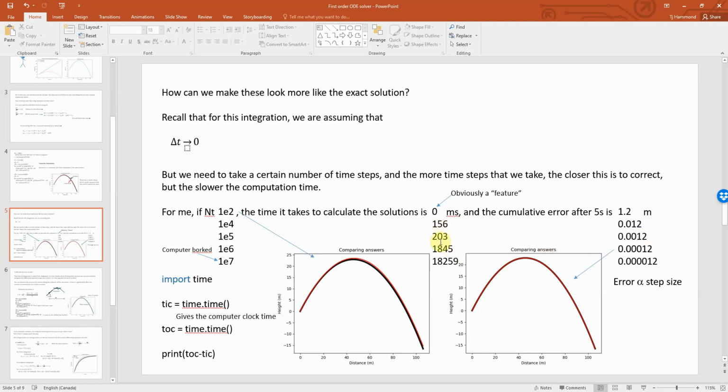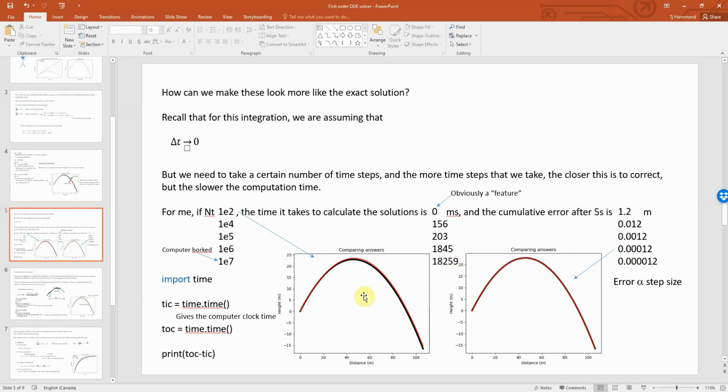But you can see that after about 1 million steps or so, this starts to increase the calculation time as well by an order of magnitude. So at 100,000 steps, it takes 0.2 seconds. At 1 million steps, it takes about 2 seconds. And at 10 million steps, it takes about 20 seconds. The error is, of course, very small, but the number of steps is huge.